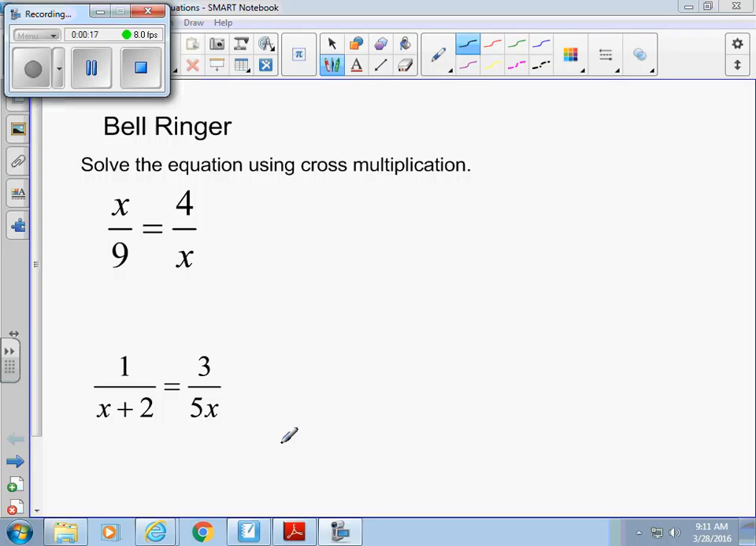Anyone remember what we've been working with the week before we left for spring break? What does it mean to be rational? A ratio, a fraction, right? So today we're going to solve equations with fractions in them.